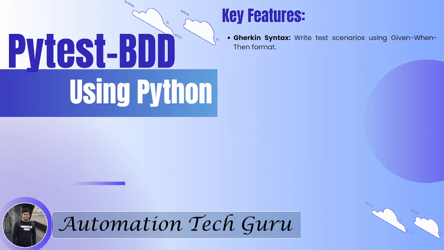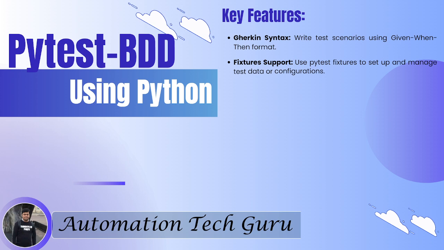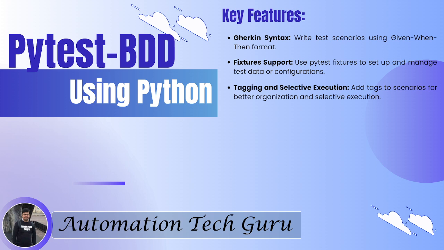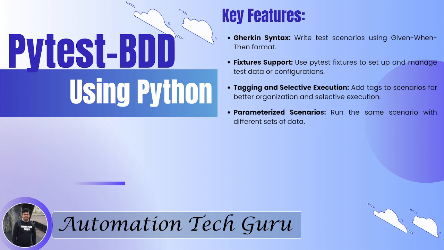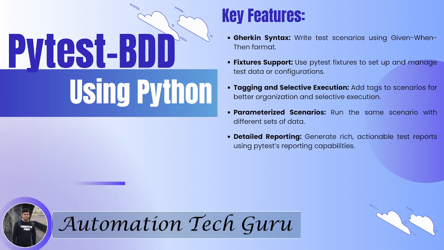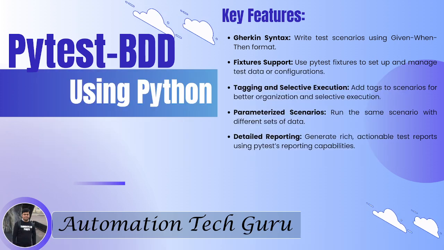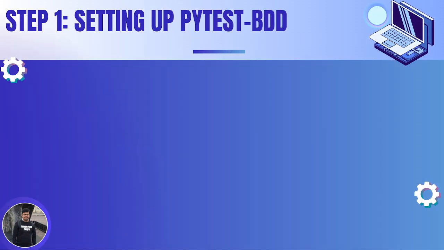Then key features. Again the Gherkin syntax; fixtures, where you can create and manage the test data; tagging for selective execution, adding tags to scenarios for better organization and selective execution; parameterized scenarios; and detailed reports, where you can generate rich and actionable reports using reporting capability.